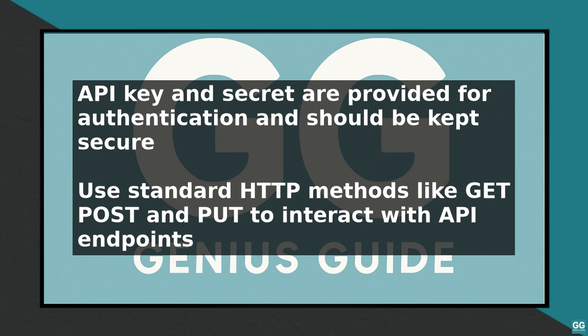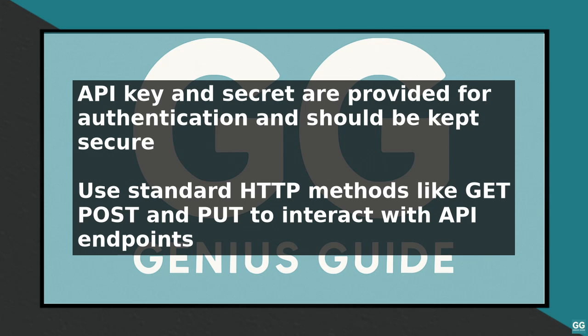The Revolut Business API uses standard HTTP methods such as GET, POST, and PUT to interact with the API endpoints. For example, you can use the GET method to retrieve a list of all transactions, or the POST method to create a new payment. To authenticate your API requests, you need to include the API key and secret in the authorization header of your request. You can also use a library or framework to handle the authentication for you.